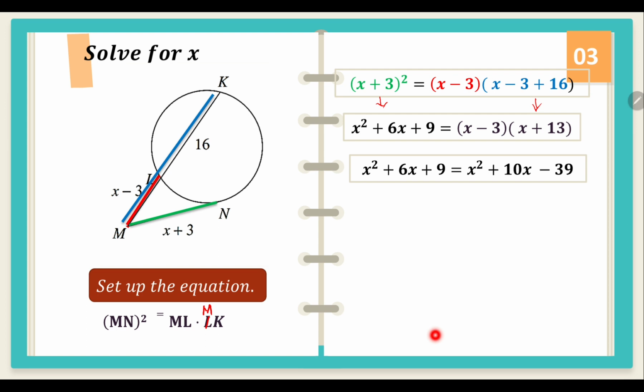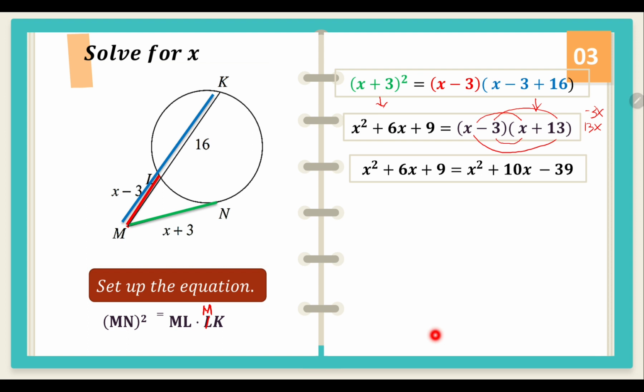Further simplifying by multiplying the two binomials at the right, you have x times x is an x squared. Then you have a negative 3x and a positive 13x, giving us the sum of a positive 10x. Then we multiply negative 3 and 13. We have a negative 39.